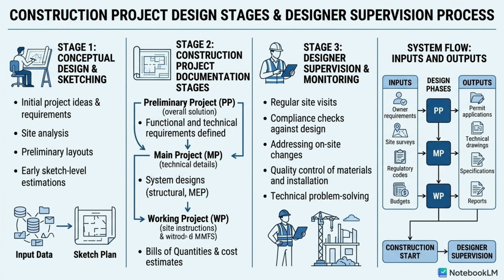The overall process flow demonstrates how various inputs, such as owners' requirements, site surveys, regulatory codes, and budgets, feed into the design phases, starting with the preliminary project and progressing to the main and working projects. Each phase produces outputs such as permit applications, technical drawings, specifications, and reports, which are essential for moving to the next phase.